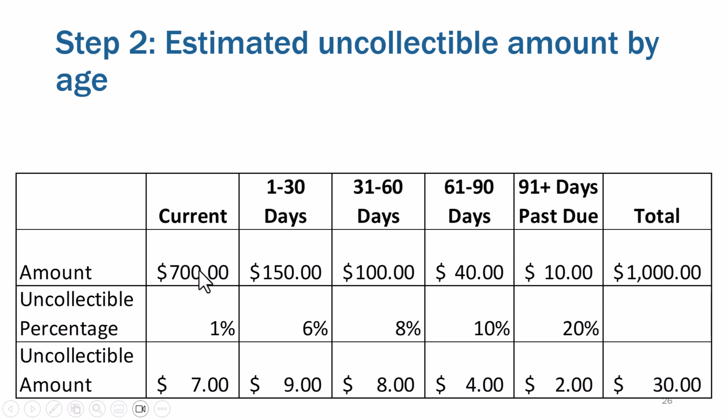So of the $700 of receivables which are current and not past due yet, we're going to say 1% is uncollectible. $7 of those are uncollectible. Compare that to the stuff that's 91 days past due. That $10, 20% is uncollectible, so $2 of that is uncollectible. So in total, we would say that we have $1,000 of receivables and $30 is uncollectible.